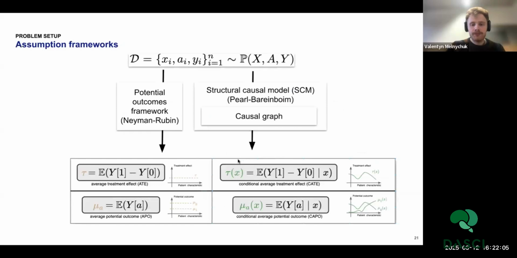And also, as you remember, we had this causal hierarchy theorem saying we need some assumptions, and there are basically two schools of thought here. We have the potential outcomes framework and structural causal models, which encapsulate the assumptions in the causal graph.